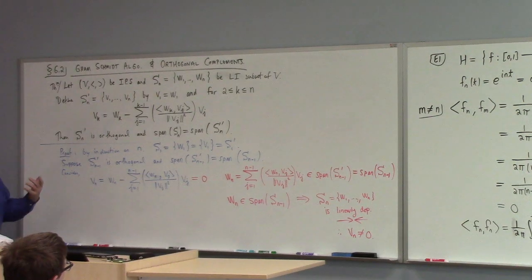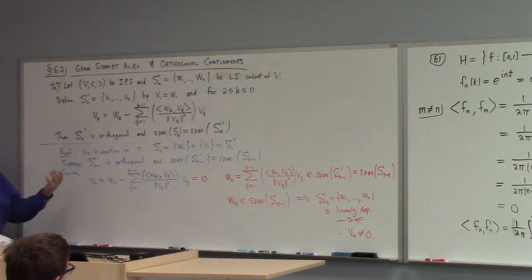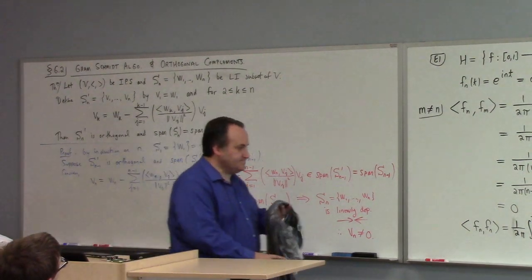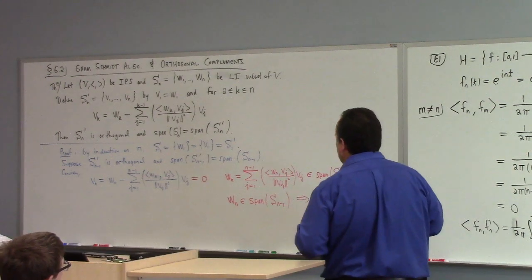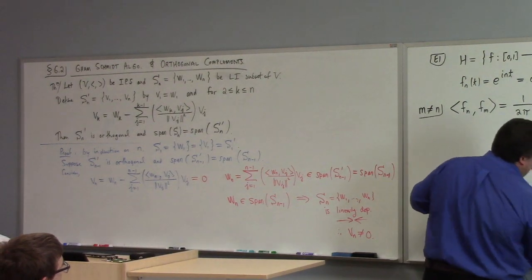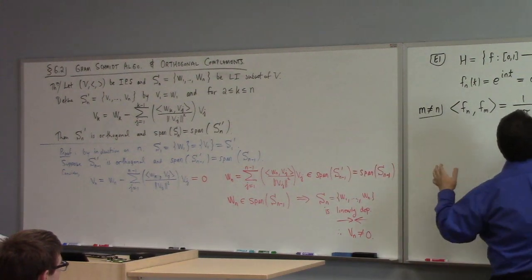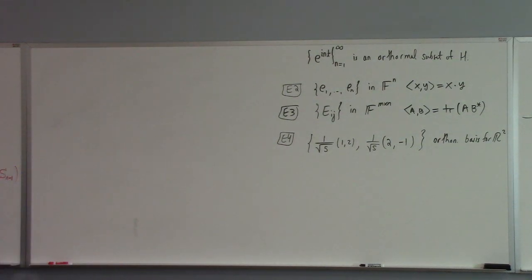We now know that Sn prime is a set of non-zero vectors by the induction hypothesis, right? It remains to show that they are orthogonal. If you're wondering how I know they're all non-zero, it's because of this condition right here. If they were 0, that would spoil that. All right, so the proof that they're orthogonal is actually pretty simple.